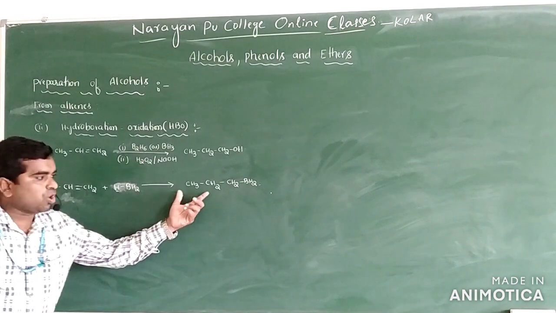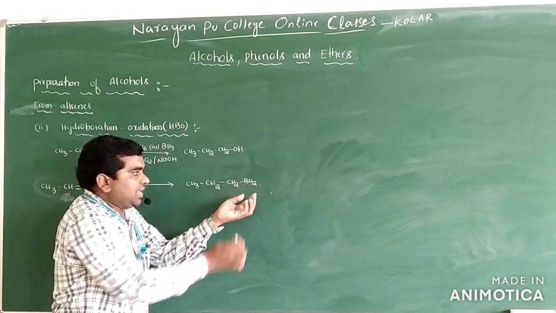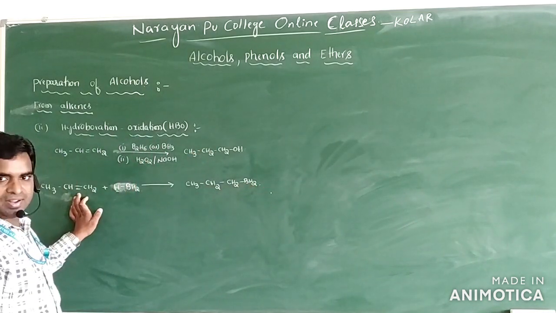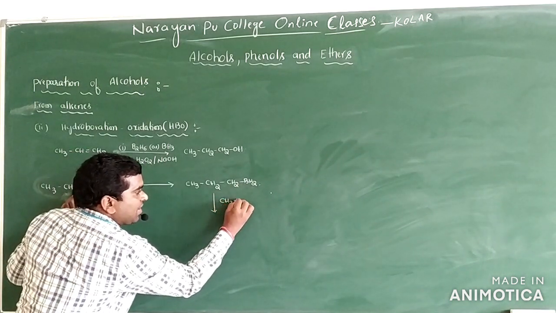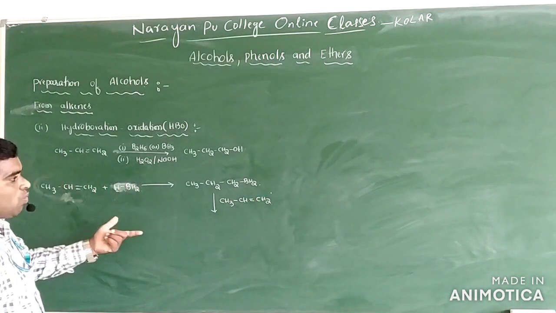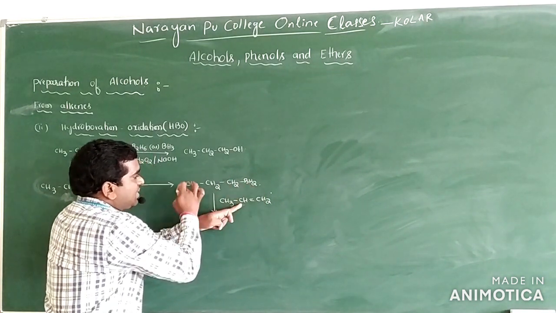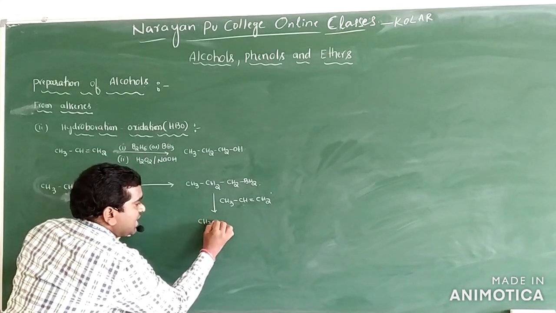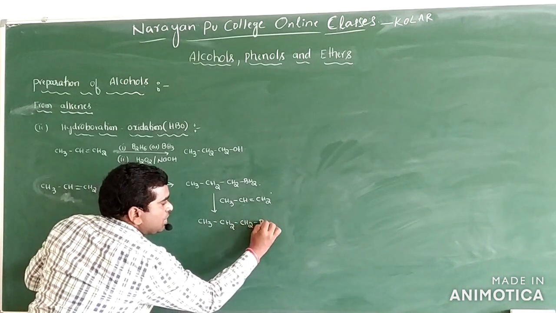This reaction will not stop here. Why? Because this is an R group with BH2, and this BH2 can also provide another hydrogen to the alkene. So what will happen, you see: it will react with another alkene, CH3CH=CH2. This gives one hydrogen to the alkene, and the boron is added to the CH2 group. Then the compound you will get is CH3CH2CH2 BH, with one hydrogen added here and BH attached here.